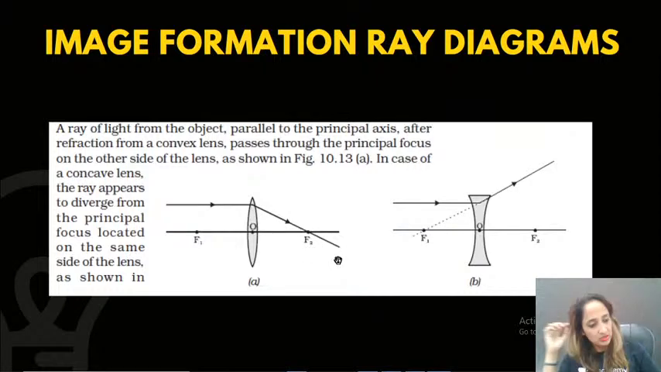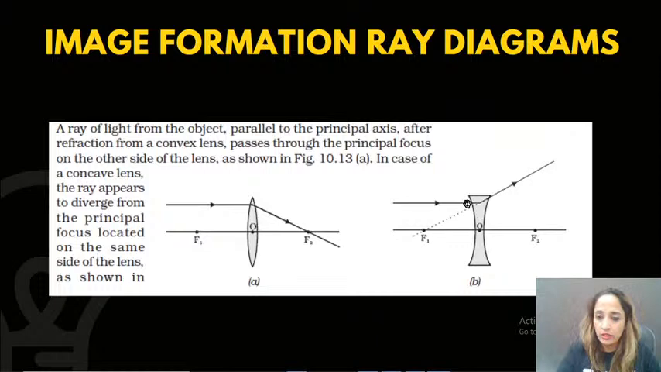Similarly, if we talk about the concave lens, what is happening here? A ray parallel to the principal axis gets refracted, and if we extrapolate it, it will pass through this focal point, the principal focus. So this is the example of the type 1 ray which passes through the lens.